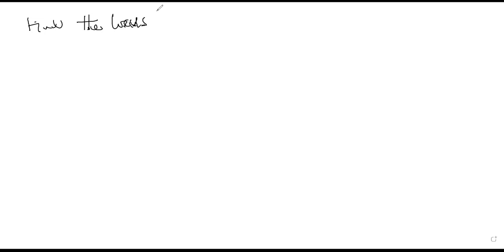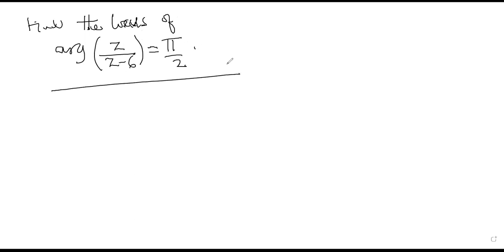Find a locus of argument of z over z minus 6 is equal to pi over 2. So I want you to find that locus. All right, you can find that locus. Then I have some number which I want to complete with. I have to complete with these two, actually.